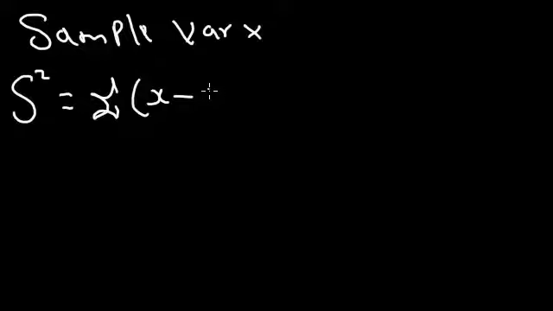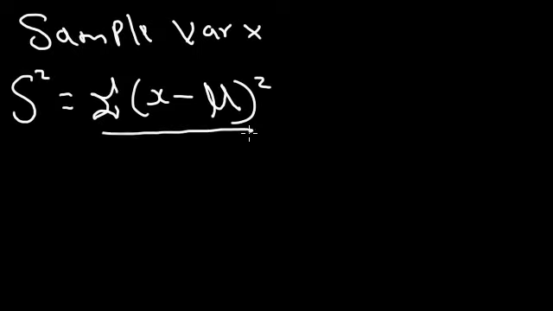Sample mean, we use a symbol called mu. So that's going to be x minus mu, which is the mean, typically the sample mean, all squared, and divided by, for the population variance, we use n, but for the samples, it will be n minus 1. And that is for ungrouped data.